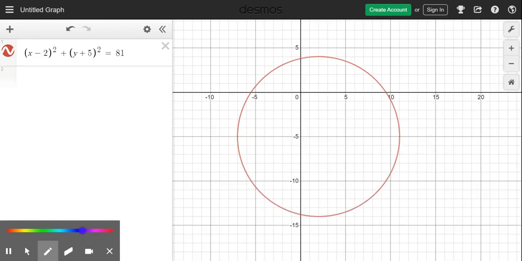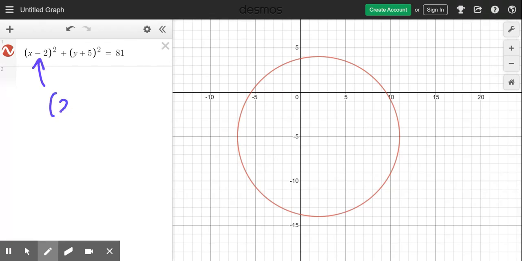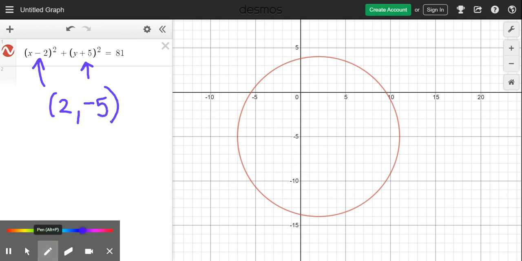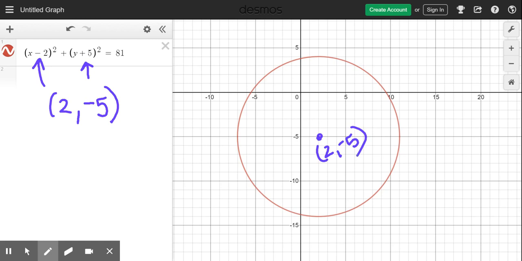So here we have the equation x minus 2 squared plus y plus 5 squared equals 81. And because we have a minus 2 there, I know that my center has an x coordinate of 2. Because that's plus 5, I know I have a y coordinate of minus 5. And as you can see in this circle, 2, negative 5 is right here, and that is the center of this circle. Also, the radius is square root of 81, and if you count here, you'll notice that the square root of 81 is 9. The radius is 9.